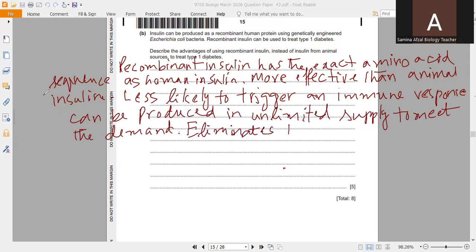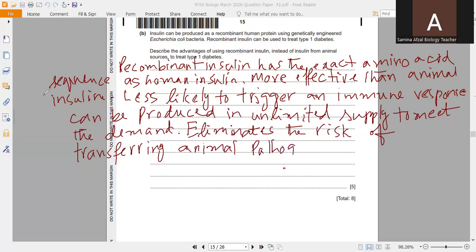Eliminates the risk of transferring animal pathogens to humans.